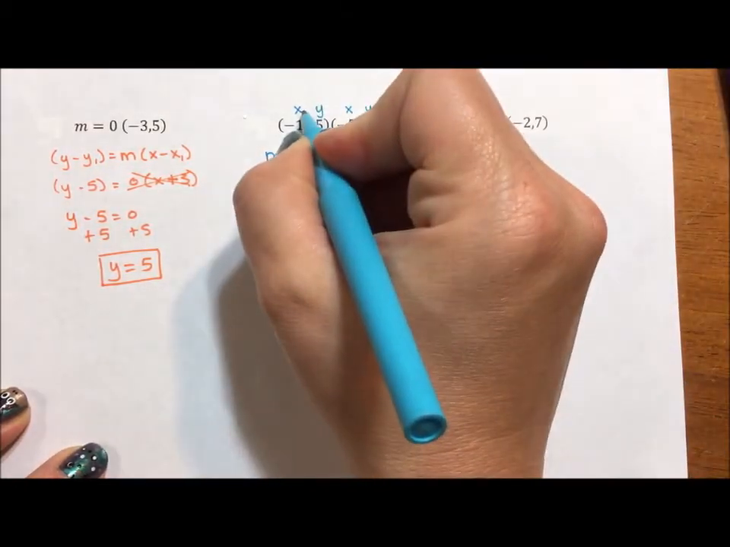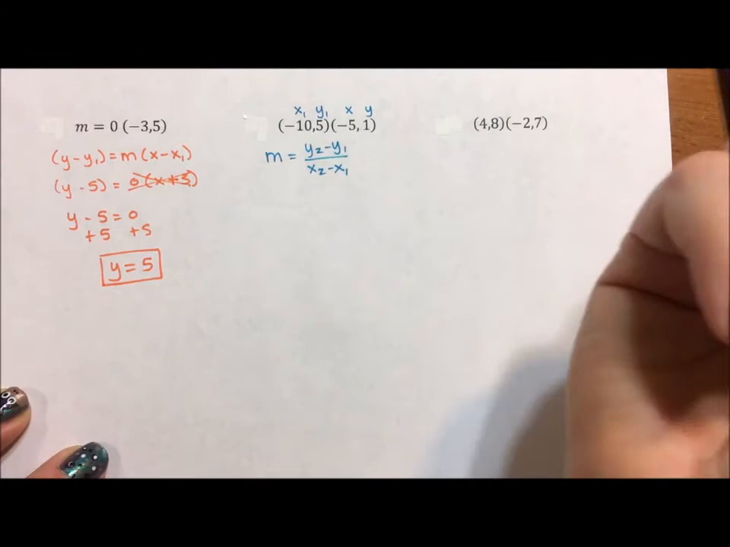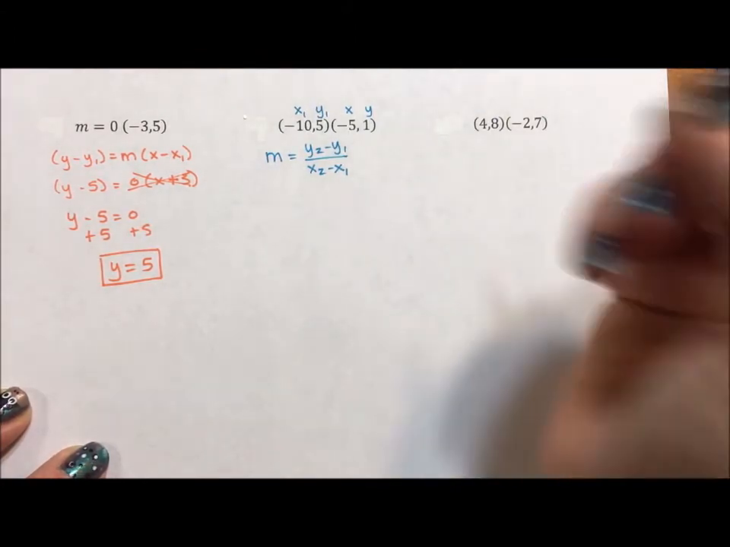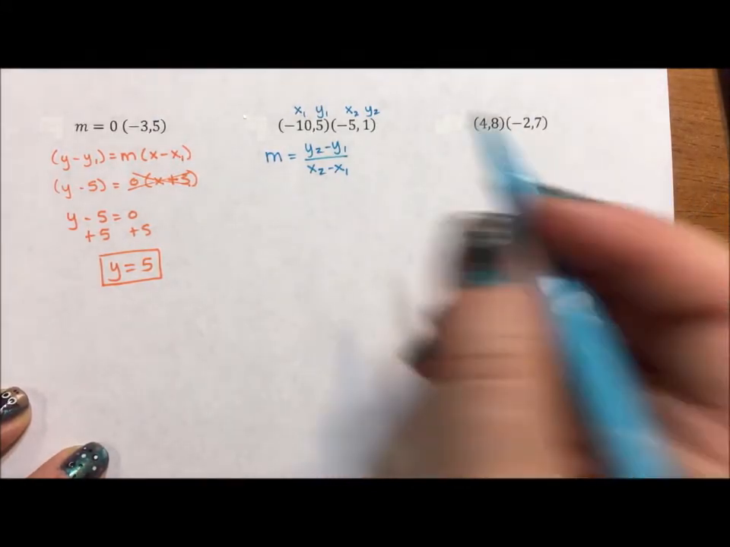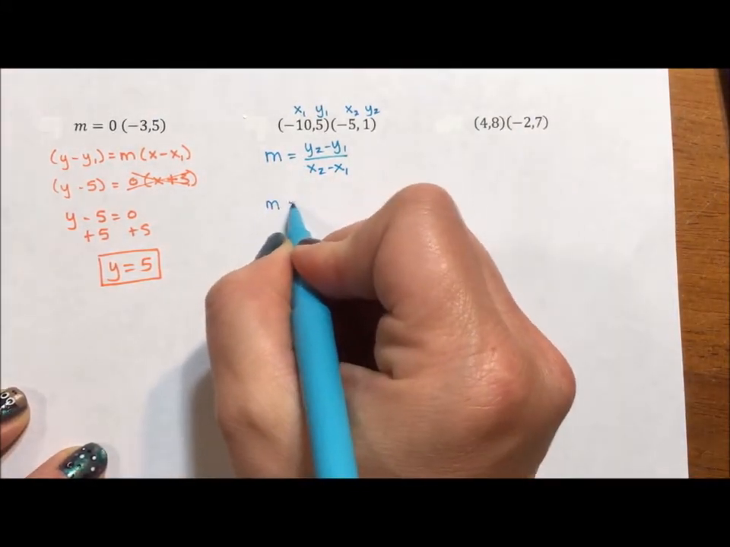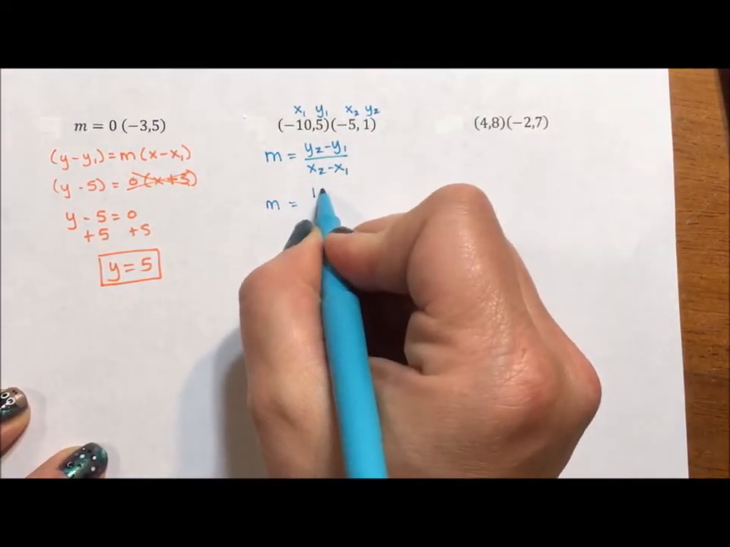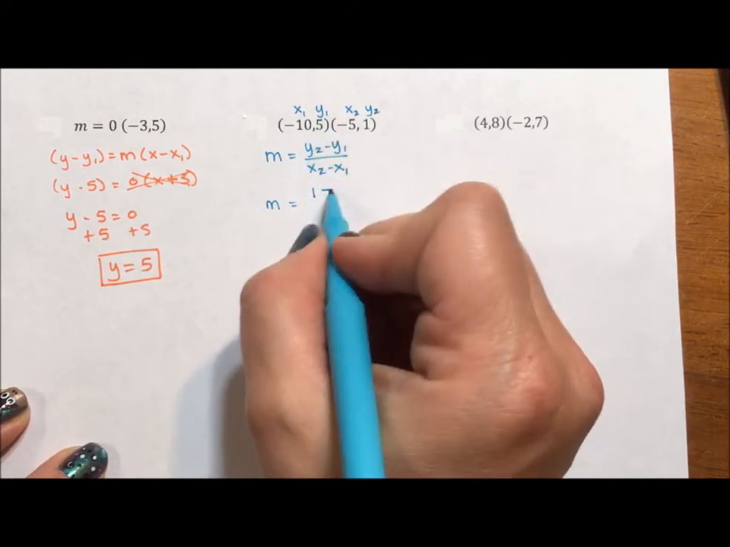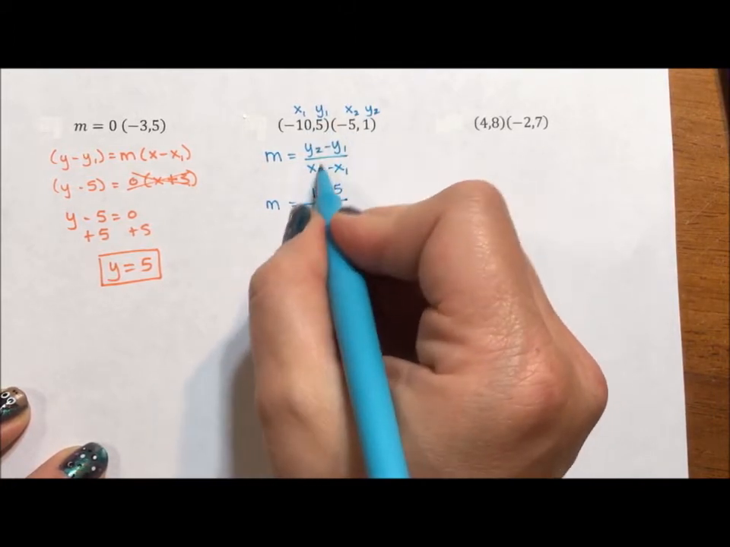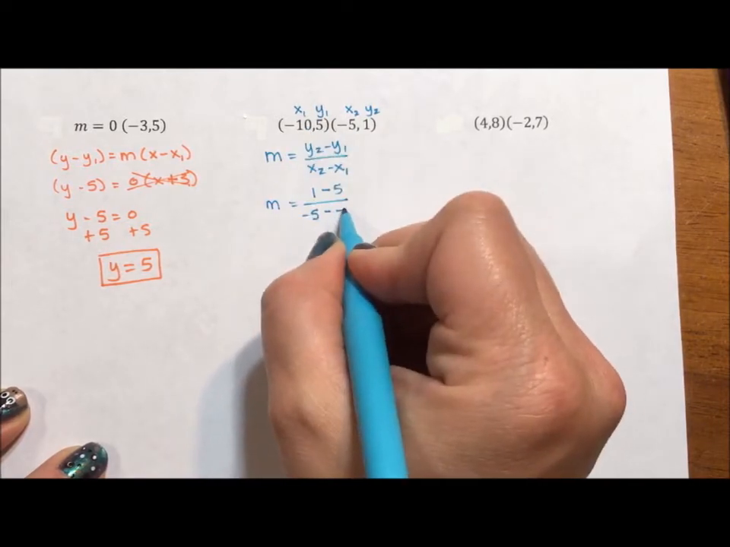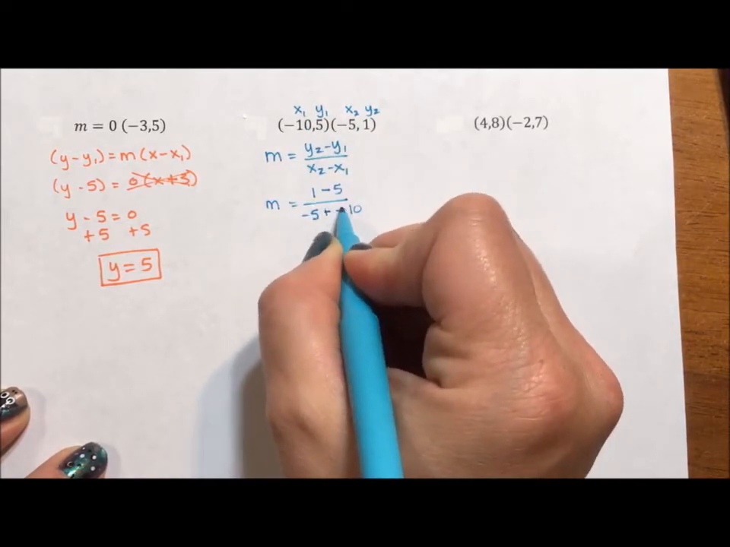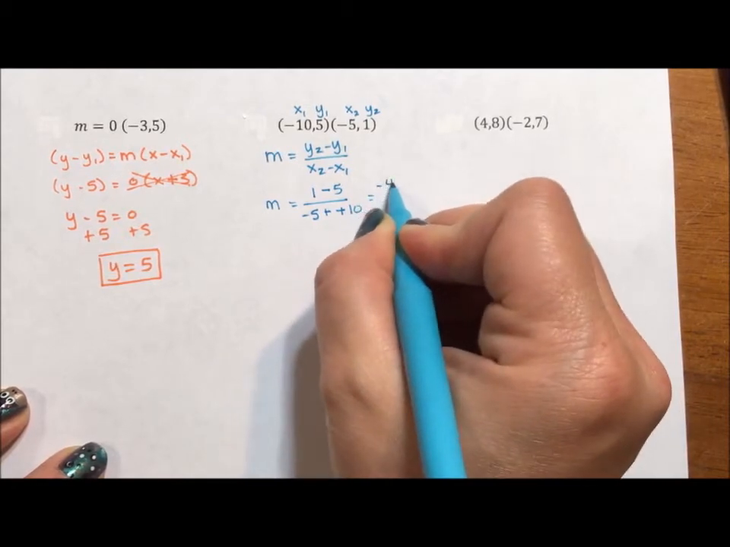Same thing with subscripts. This is my first ordered pair, so I put little 1's there so I can tell that it's the first point. And this is the second one, so I'm going to put little 2's so I know that's the second point. So m equals y sub 2, which is a 1, minus y sub 1, which is 5, all over x sub 2, which is negative 5, minus x sub 1, which is a negative 10. Minus a negative becomes plus a positive. This is a negative 4/5.